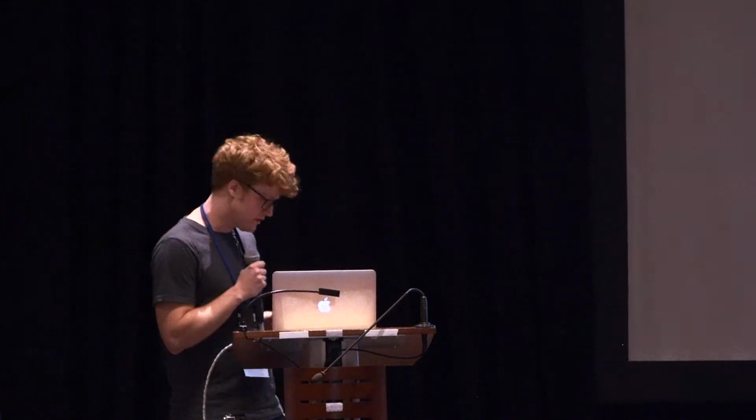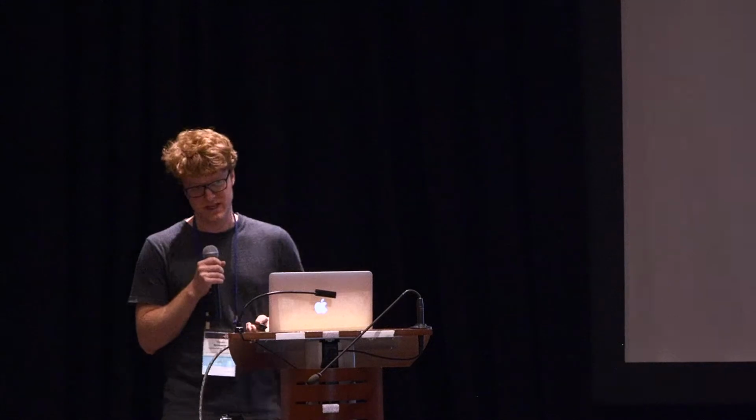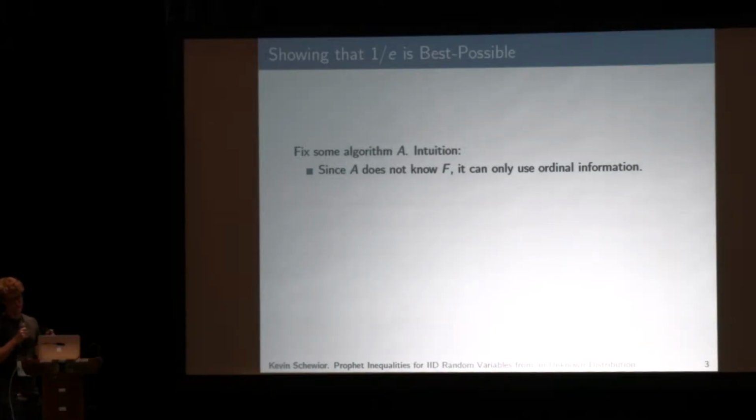We need to work a little harder for the other direction, that's the upper bound, the impossibility result. So the intuition is as follows. So maybe the first intuition is that you cannot beat 1 over e. But the intuition of how we showed that upper bound is the following one. So fix some algorithm A. The intuition is that since A doesn't know f, and now the adversary can design f, it can only use some ordinal information, because if it sees some value, it has no idea how large that value is compared to all the other values it could see from the support of the distribution.